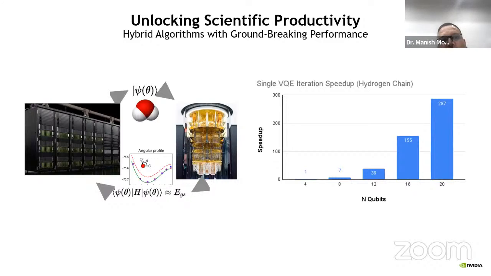And that's where we have seen this in hybrid algorithms. We have seen the performance gain for VQE, the iteration speedup for this hydrogen chain. When we increase the number of qubits, the speedup also increases significantly, right? Going up to 20 qubits, we get a speedup of 287x. And this is in comparison to having everything only on a classical computer.